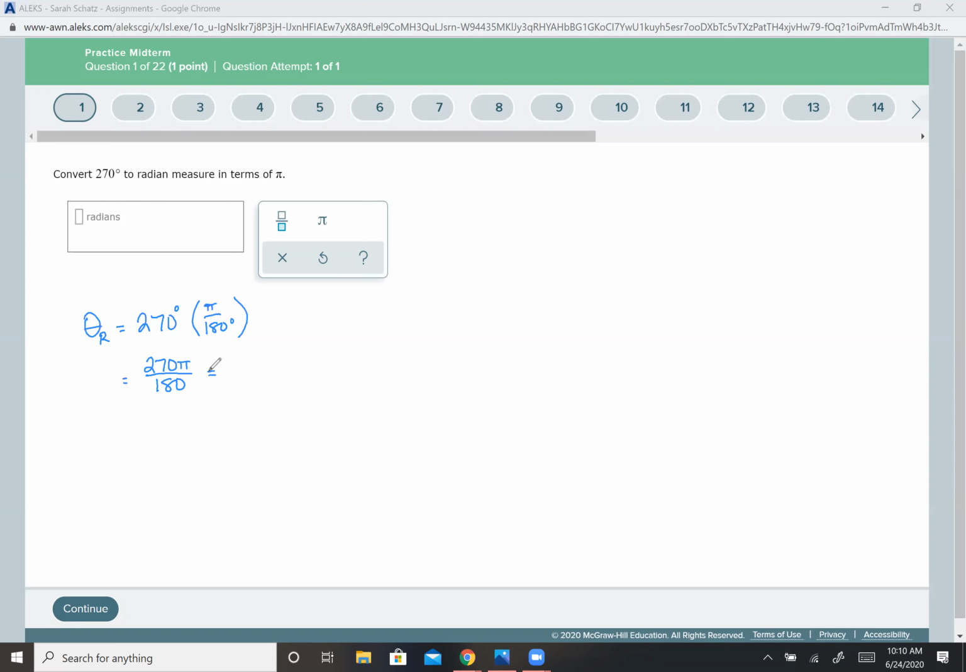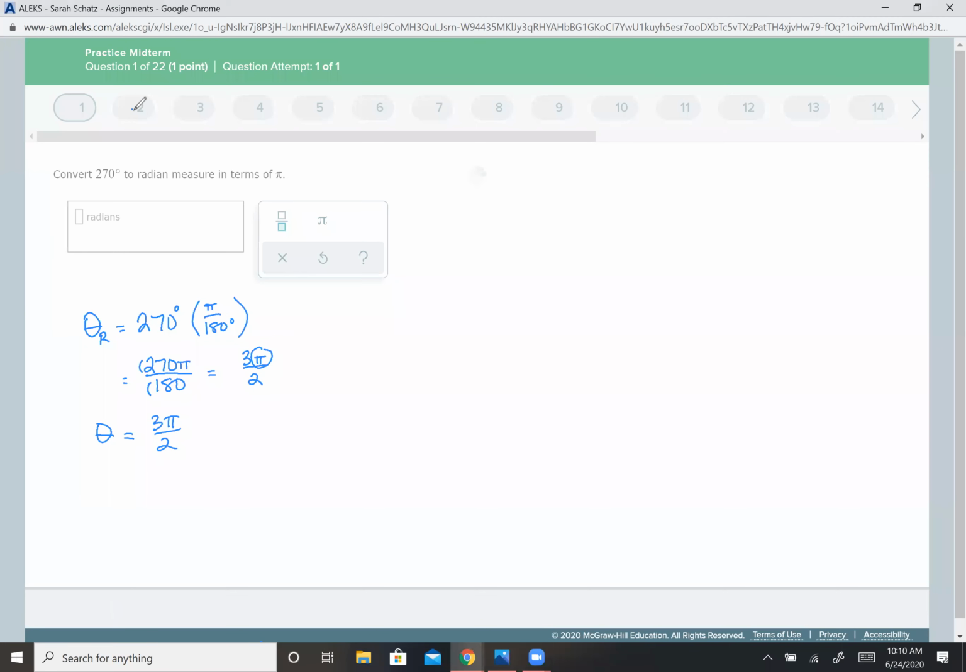And then we can reduce from here, guys. When we reduce the fraction, we reduce it around the pi. So I'm going to look at the 270 and the 180 and reduce. If I divided both 270 and 180 by 90, I would end up with 3 pi over 2. Now the 3 over 2 is reduced as much as possible. I do leave the pi in there, and my answer for theta in radians is 3 pi over 2.